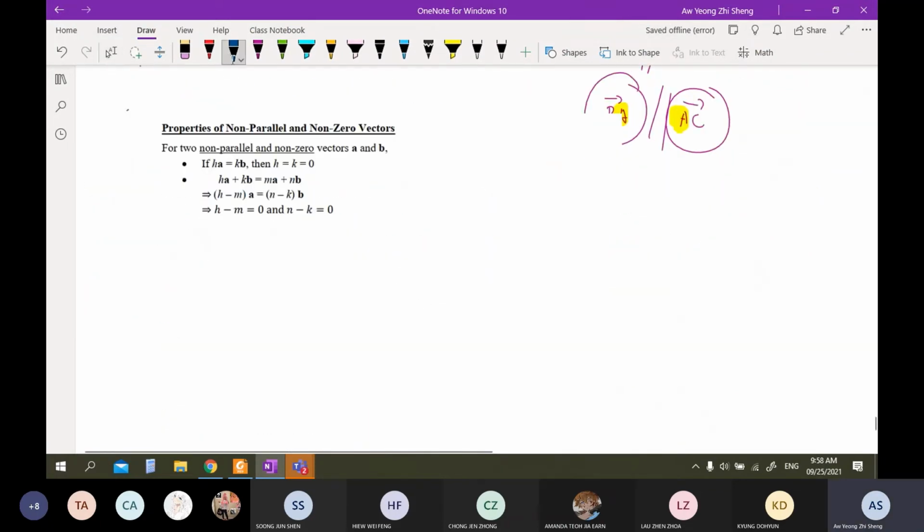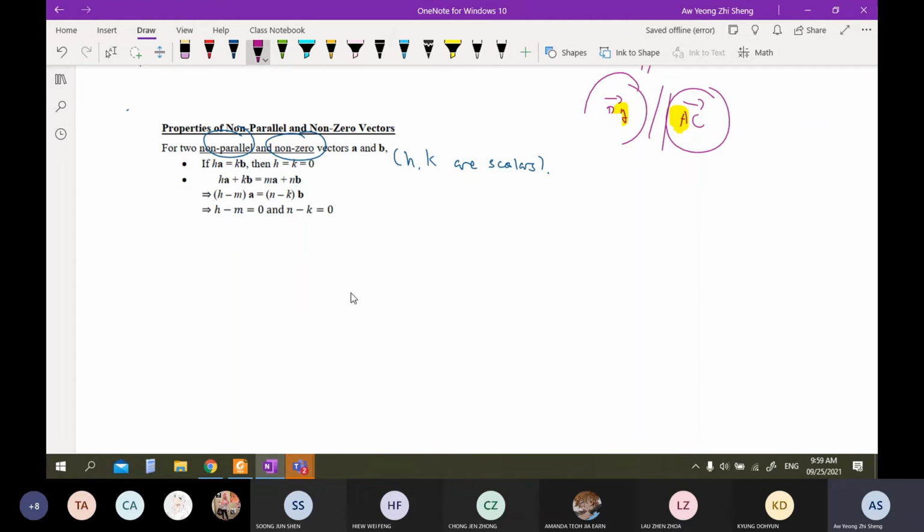So if you have 2 non-parallel and non-zero vectors A and B, if HA equals KB, then H equals K equals 0. So what it means is this: H and K are scalars here. Okay, so what they mean here is this, non-parallel and non-zero vectors. Okay, so let's visualize the diagram here.